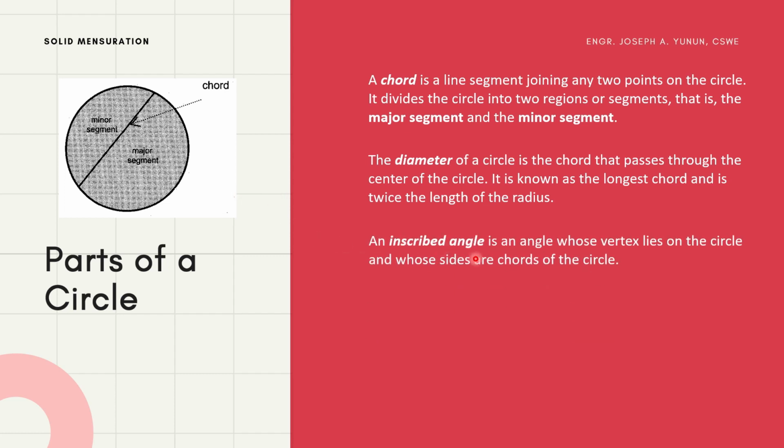An inscribed angle is an angle whose vertex lies on the circle and whose sides are chords of the circle. So if I draw a chord here and another chord, let's say here, that is called the inscribed angle.